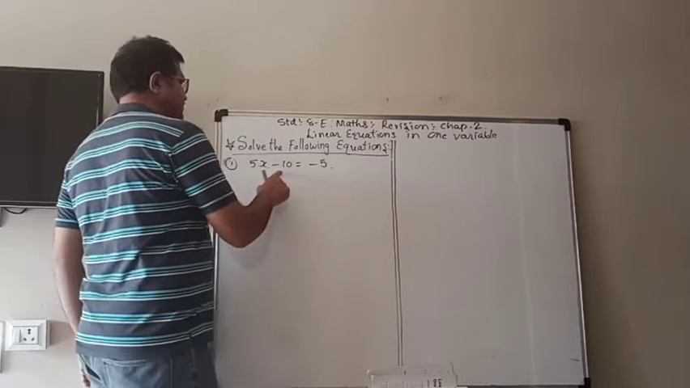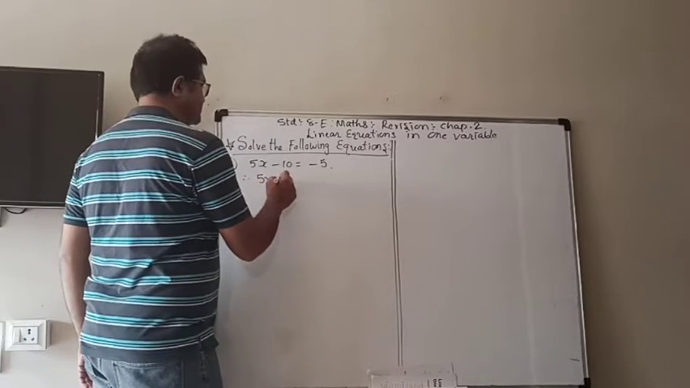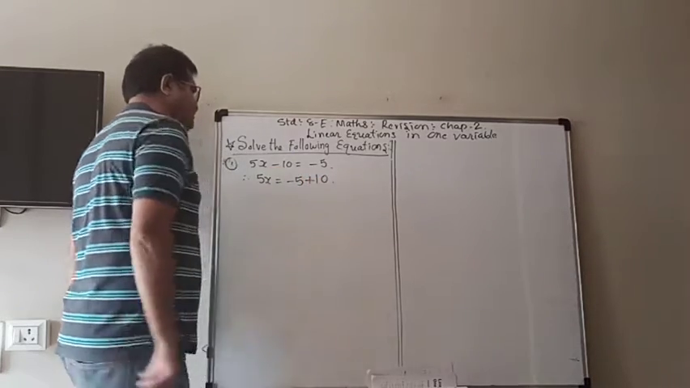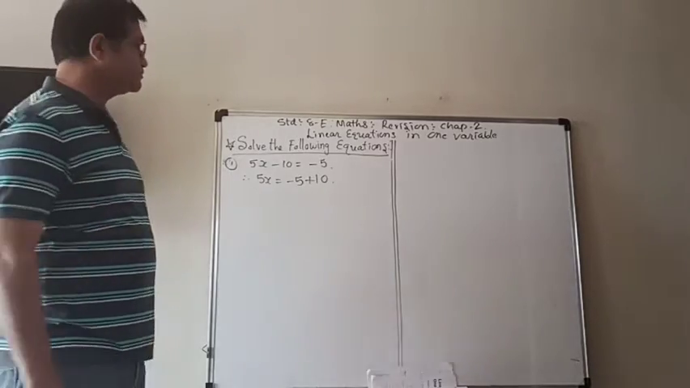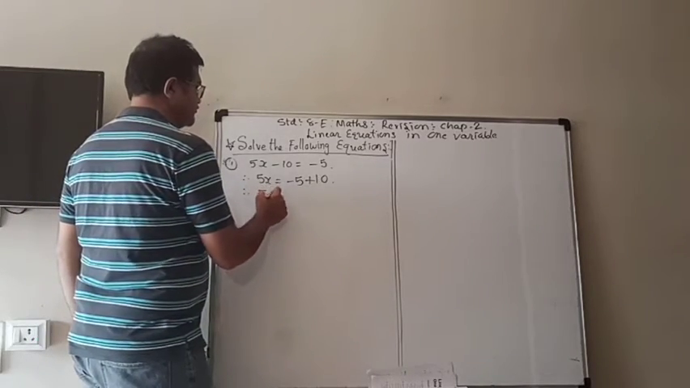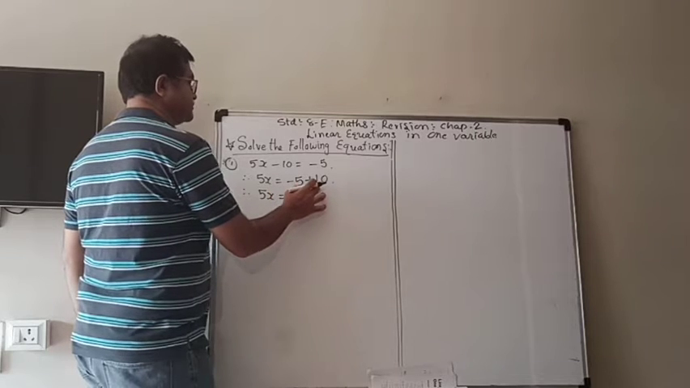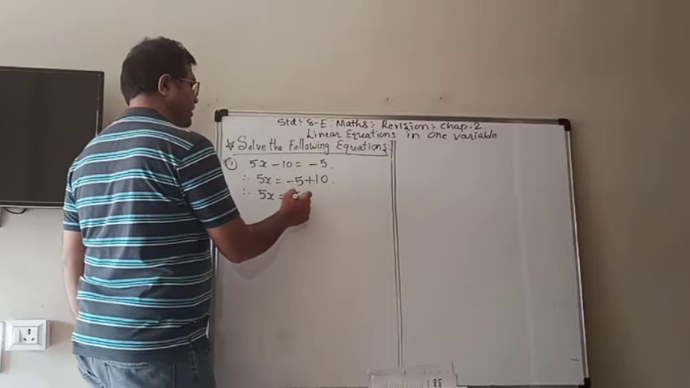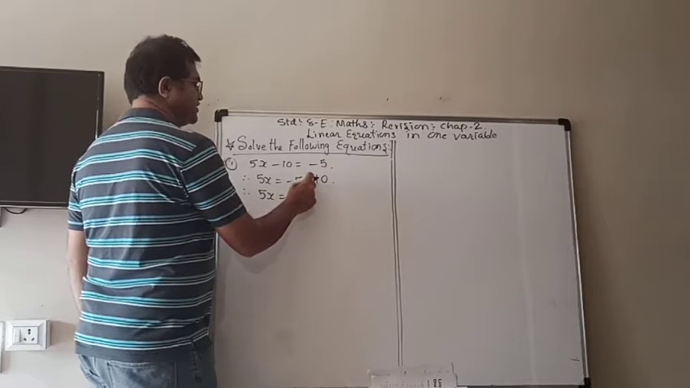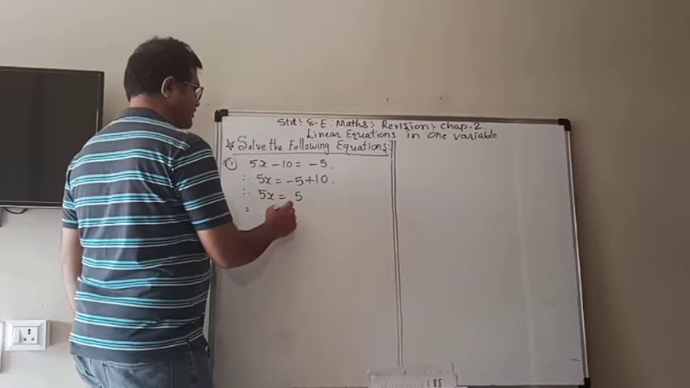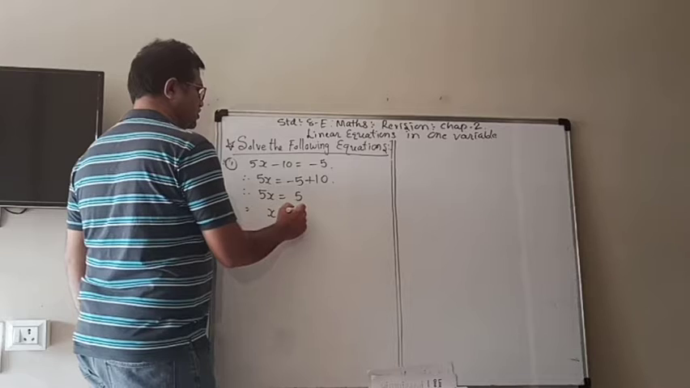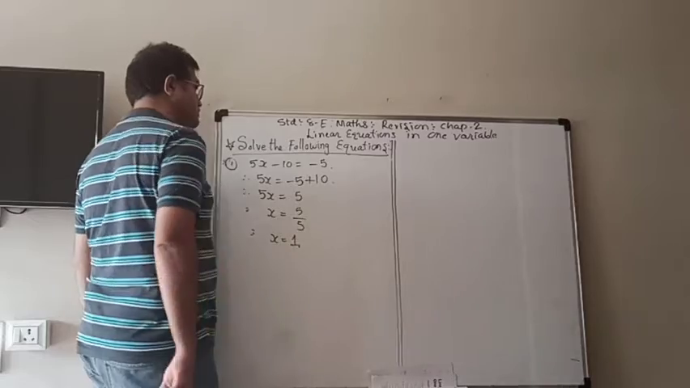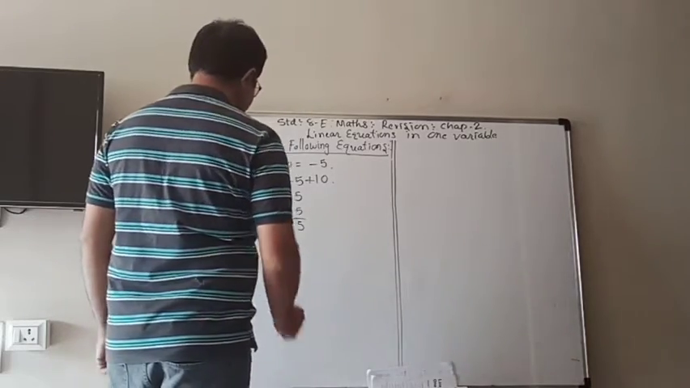So here first we will take minus 10 that side. So 5x is equal to minus 5. Minus 10 will become plus 10 when going to the next side. And therefore 5x is equal to, first you have to simplify here. Opposite sign, so subtraction, 10 minus 5 is 5 and greater number sign is plus, so 5. Now here 5 is in the multiplication, so it will go in the denominator and therefore x is equal to 1. There is the answer.